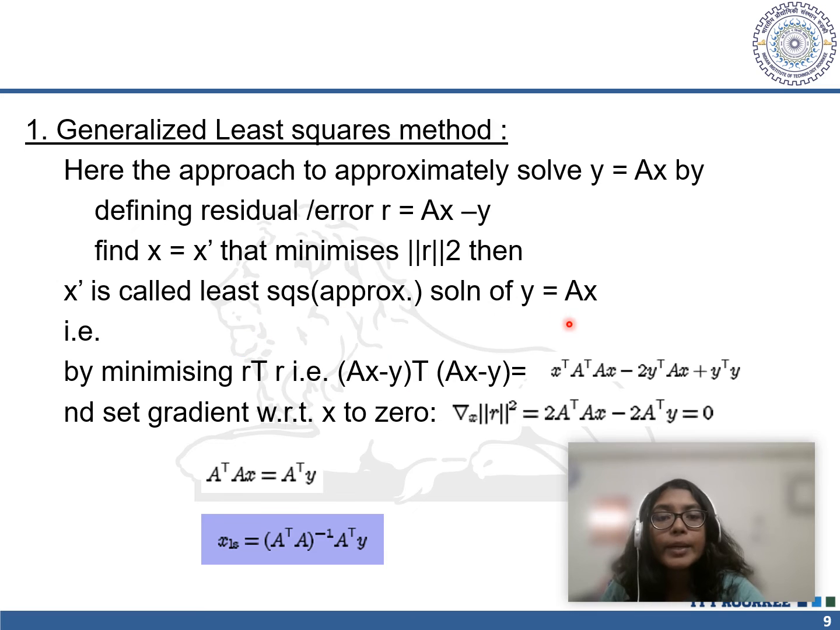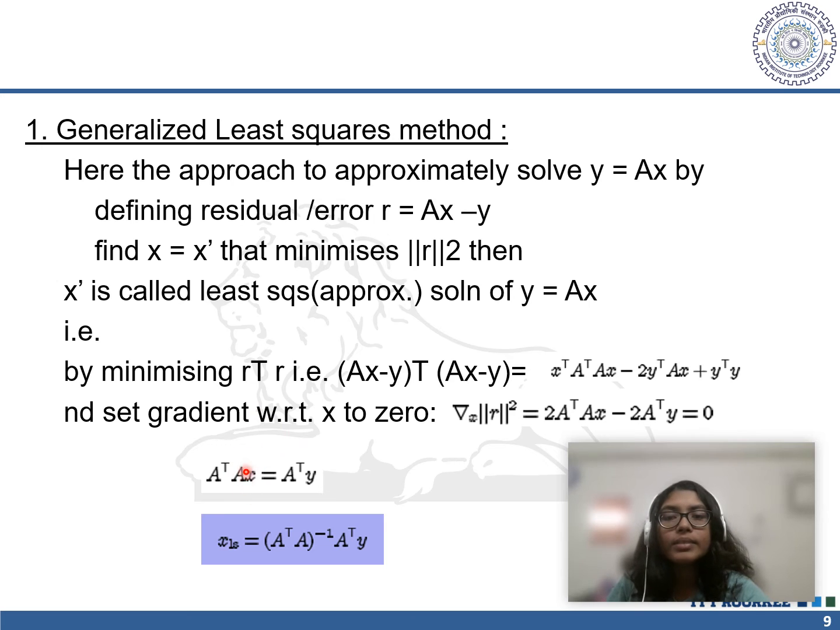Now for minimizing this with respect to x, since the only variable here is x, we need to set the gradient with respect to x to 0. Applying the partial derivative with respect to x, you'll get 2A transpose A x minus 2A transpose y, plus 0 for y transpose y, and this will be 0. So A transpose A x = A transpose y. Since A transpose A is invertible, you will just invert it. You will get x = (A transpose A) whole inverse into A transpose y. So you got the x. This is called the least squares method.